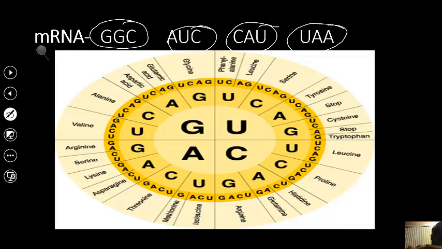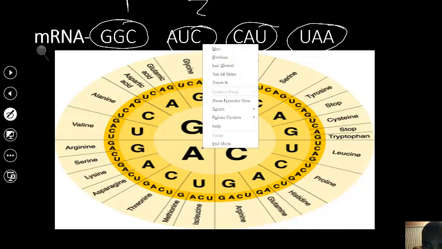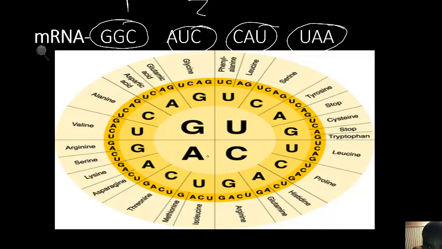And now we're going to start with this one. That was the first one. We're going to start with this one. AUC. So we're going to go A. Oops, my bad. We're going to go A, U, and then C. And that'll give us ISO.